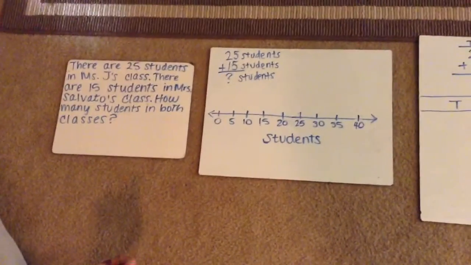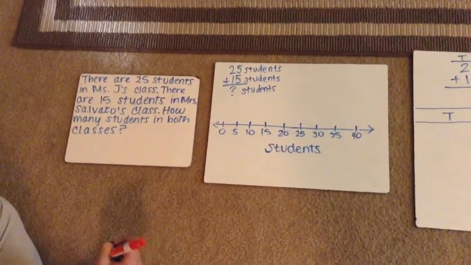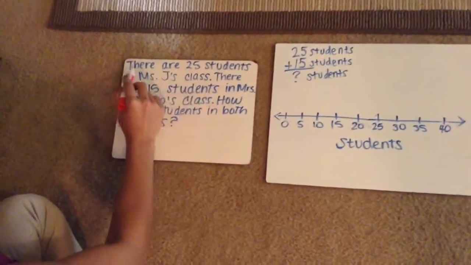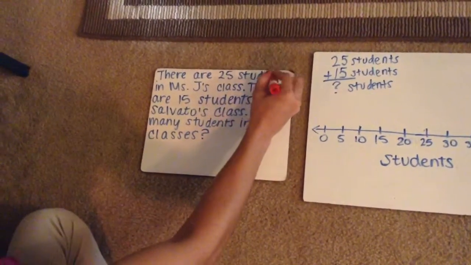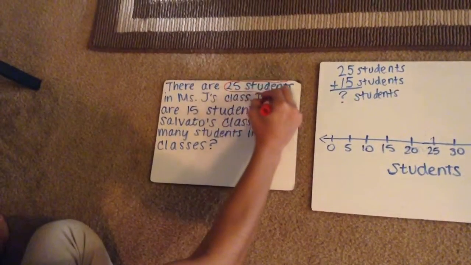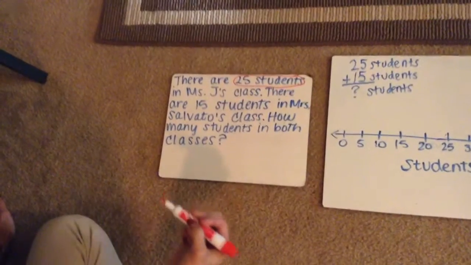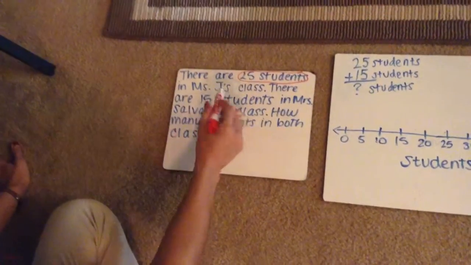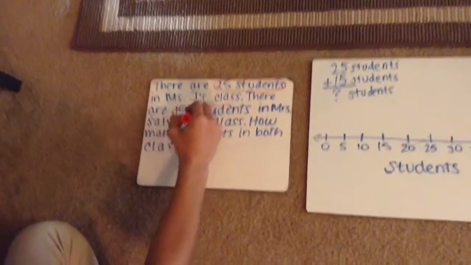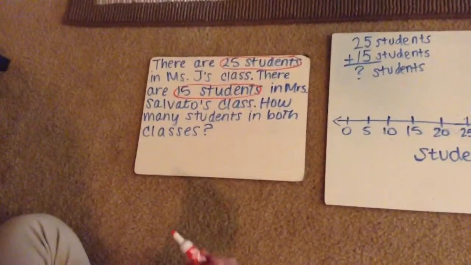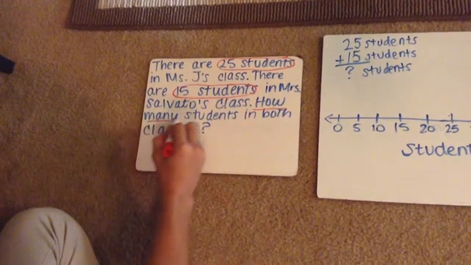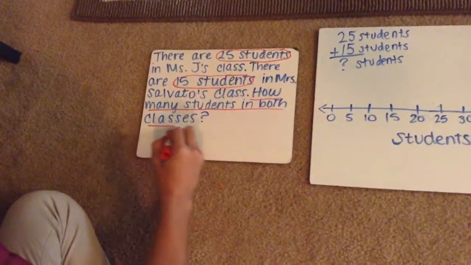First, we're going to circle the important numbers and underline the question. So, what do we come to? 25 students. So circle 25 students. And I like to circle the unit as well to make sure we don't leave it off of the answer. So 25 students in Miss J's class. 15 students in Miss Salvato's class. Underline the question. How many students in both classes?